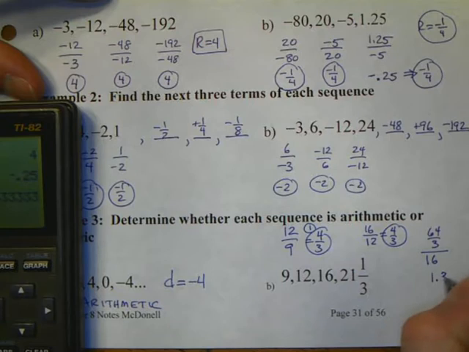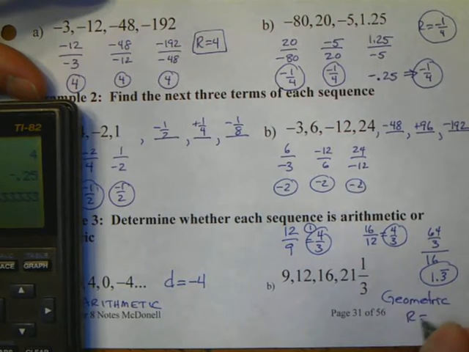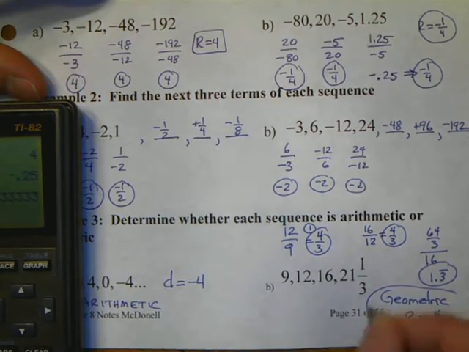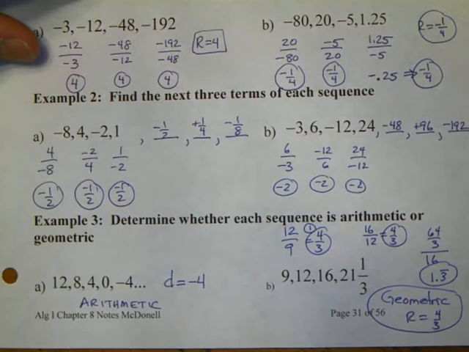Let's take our third, 21 and 1/3. To do that, let's go around the clock here. 63 plus 1 is 64/3, divided by 16. So 64 divided by 3, divided by 16. Well, that's 1.3 repeating, and 1.3 repeating is once again 4/3. So this is a geometric sequence, and the common ratio is 4/3. So there we have our first part of our section as we talk about this.